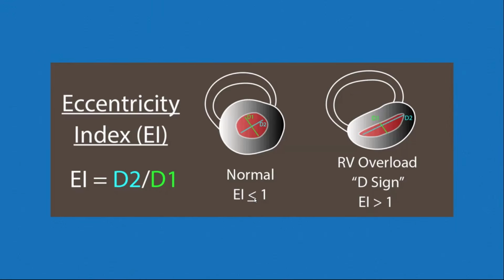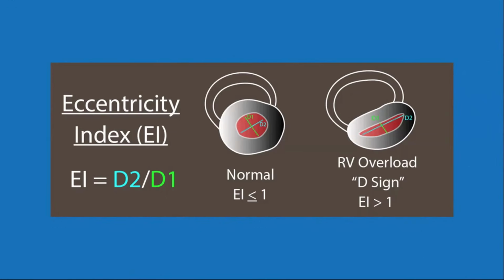less than 1. But what happens when the RV overload happens? It can be volume or pressure. The D sign appears. Can you see the LV cavity is now appearing D-shaped, and the septum is being compressed, and the eccentricity index now is more than 1. The D2 is increased now.